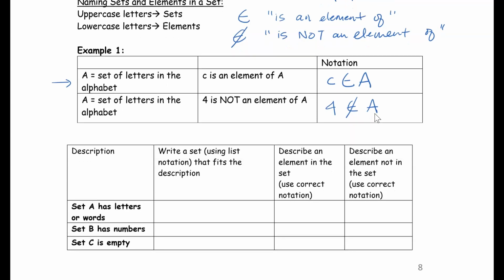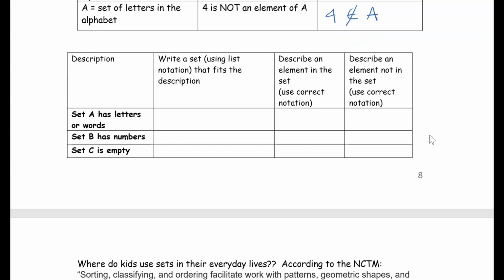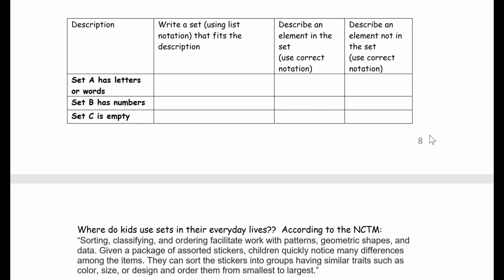So for the next part, this would be a great place to pause the video and try these on your own. There is no one right answer for all of these. You can make up any sets you want as long as it fits the description. So for example, if set A has letters or words, make up a set that has letters or words in it. And then describe an element that might be inside that set, and then an element that's not. Okay, so I'm going to make up some sets here. And they could be completely different than yours, and that's okay.